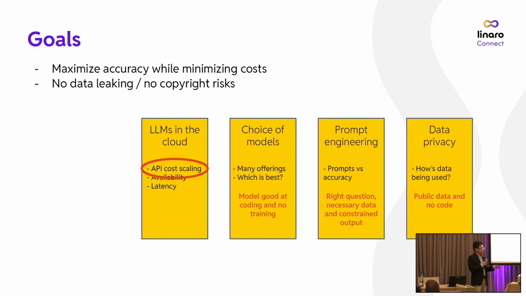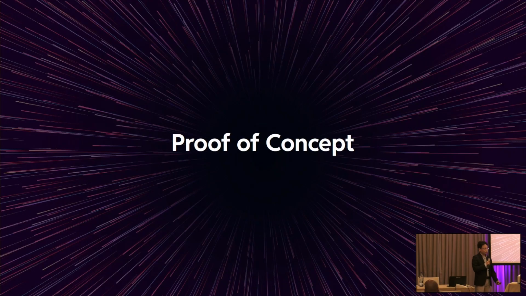When it comes to the prompt, we need to be careful to ask the right question, send only the necessary data, and constrain the output that your model will spit out for you, because these things are charged by input and output token counts. And finally, we should be using only public data, and we shouldn't be submitting any code, to avoid any copyright concerns.